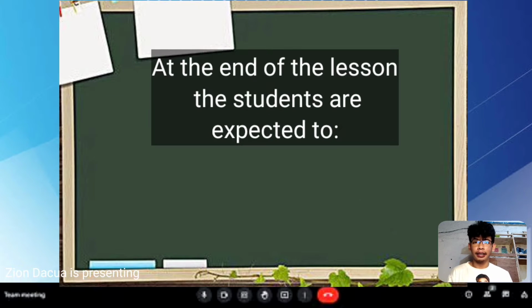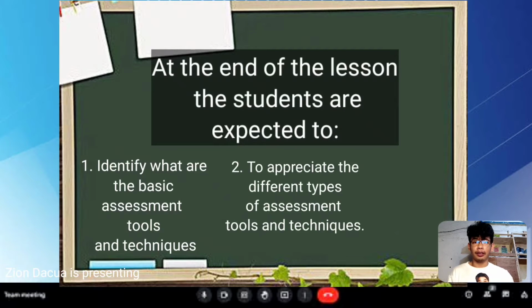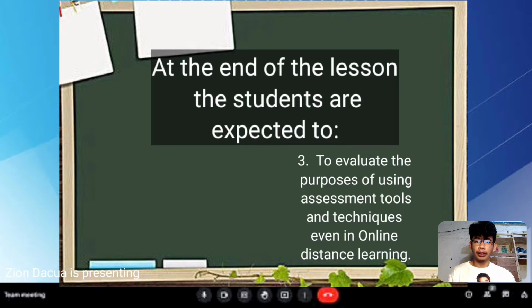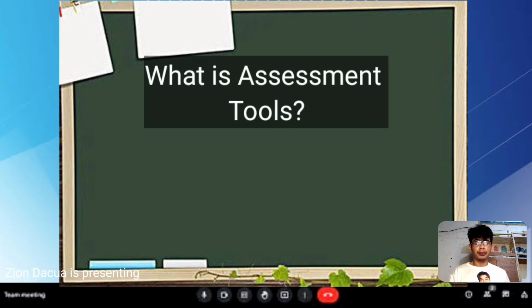So at the end of the lesson, the students are expected to identify the basic assessment tools and techniques. Second, to appreciate the different types of assessment tools and techniques. And for the third one, to evaluate the purposes of using assessment tools and techniques even in online distance learning. So first, what are assessment tools?